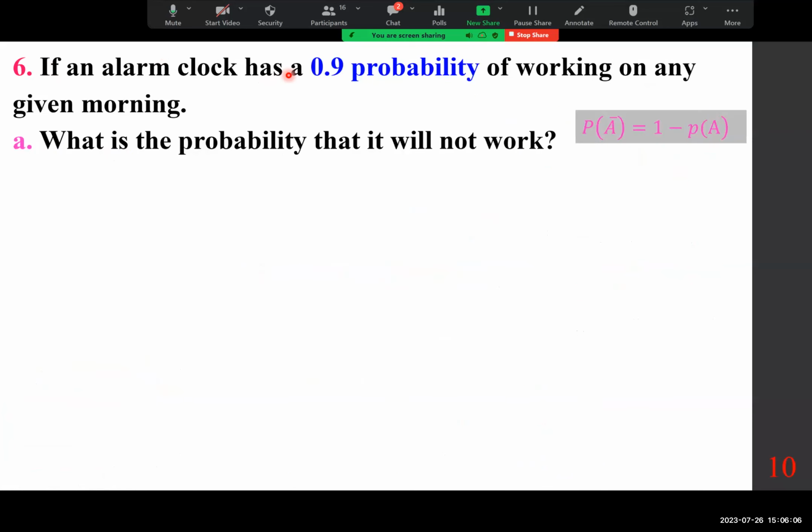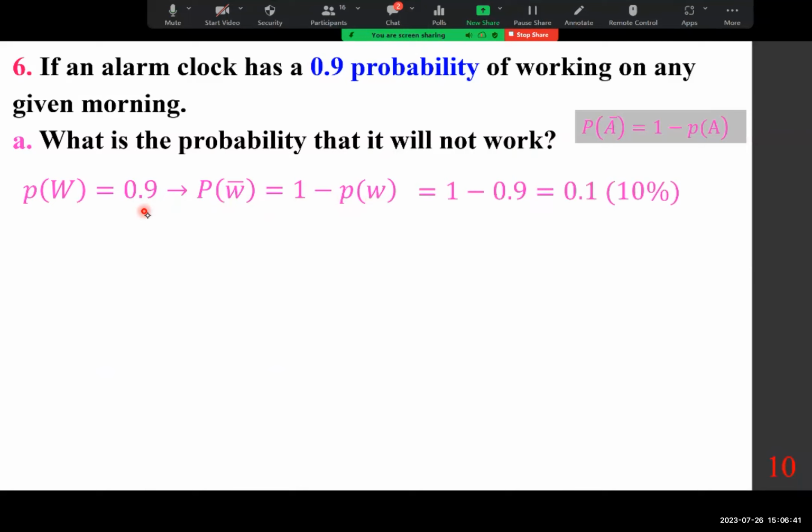If an alarm clock has a 0.9 probability of working on any given morning, what is the probability that it will not work? It's a complementary event. Probability of A naught or A complement, sometimes they call it A prime, is 1 minus probability of A. So probability of working is 0.9, that's given. Probability of not working, see with the bar, that's what it means, 1 minus the probability of working, so 1 minus 0.9 or 0.1 or 10%.